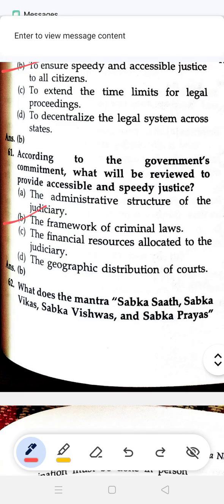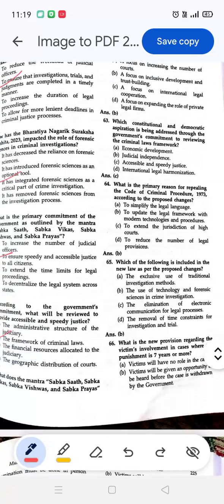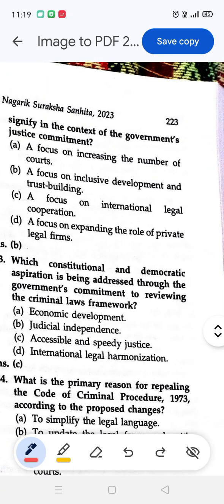Question number 62. What does the mantra सबका साथ सबका विकास सबका विश्वास and सबका प्रयास signify in the context of the government's justice commitment? So option B is correct. A focus on inclusive development and trust building.